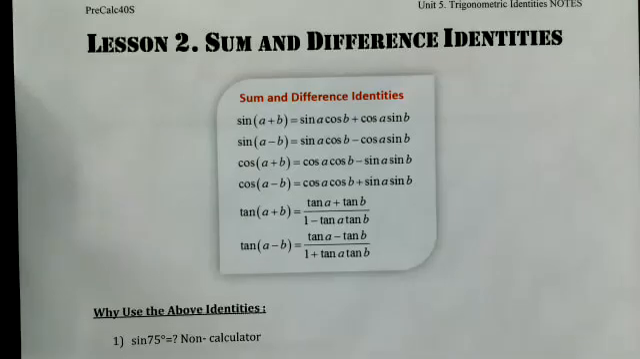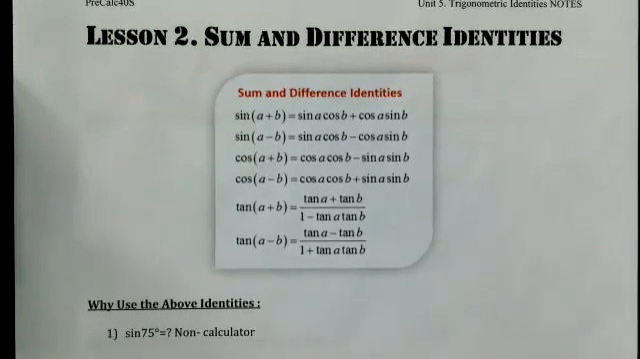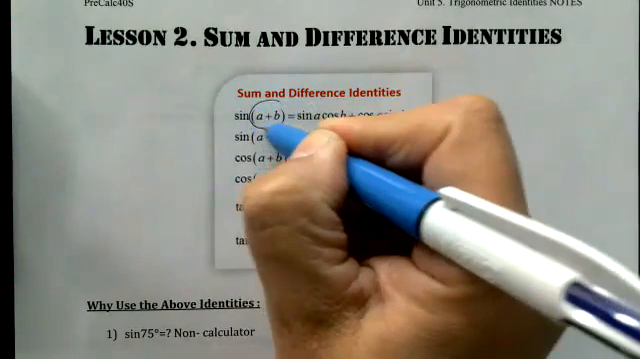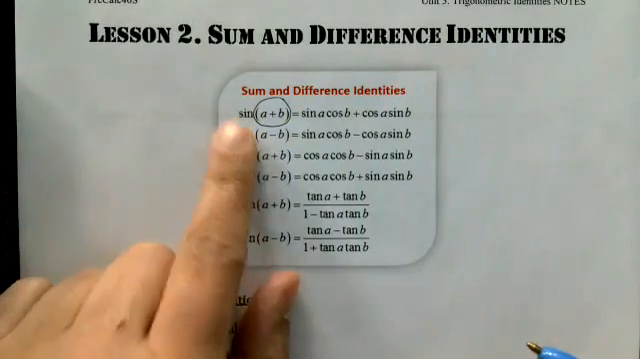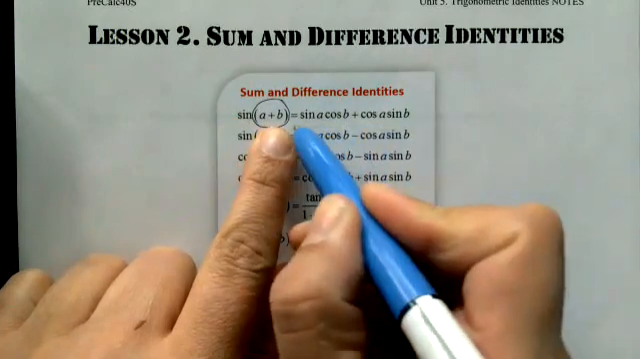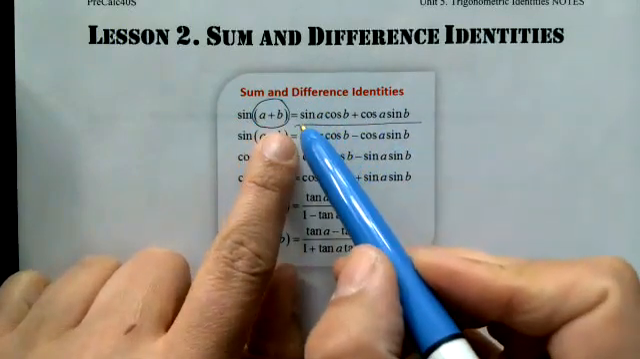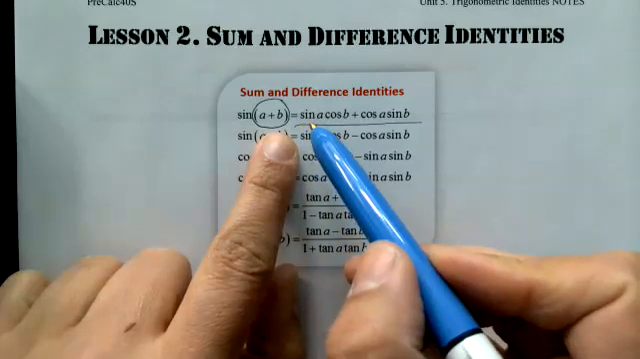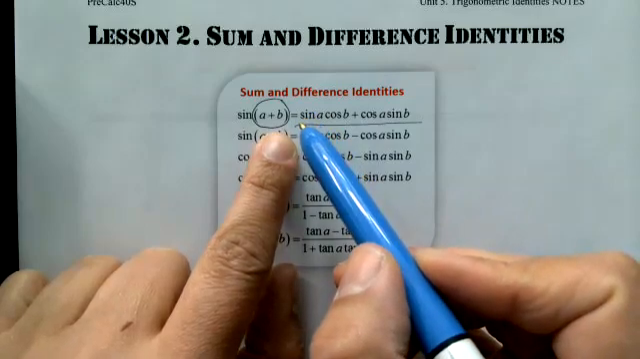A few other kinds of identities, we call them sum and difference identities. The words sum and difference refer to the argument of your trig function on the left-hand side of the formula. So we have here sine of the sum of two angles, and then it has this expansion. And then we're going to be able to use this identity to help us calculate trigonometric ratios for angles that we don't have in the unit circle.